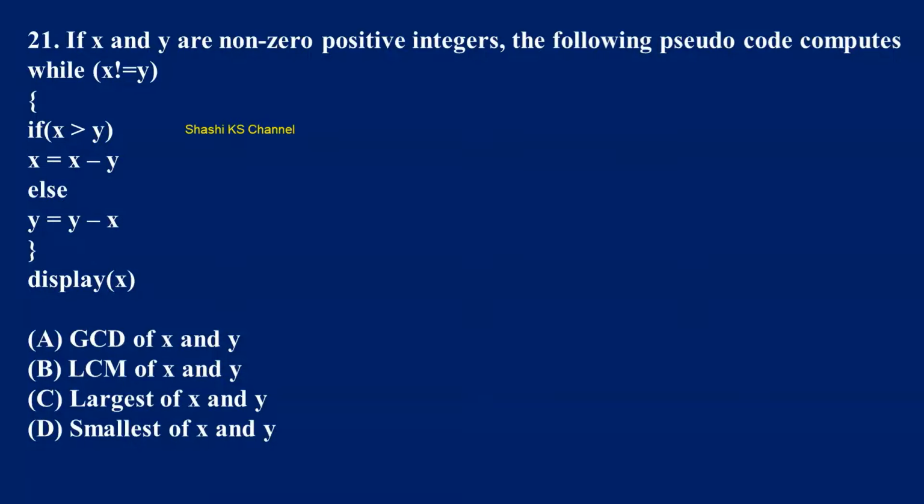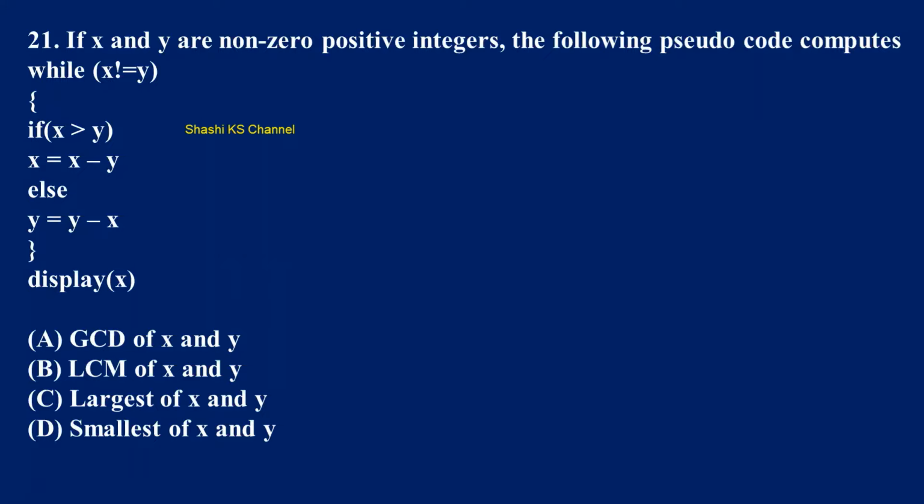So let's continue. Question number 21: if x and y are non-zero positive integers, what does the following pseudocode compute? A pseudocode is given here. Whenever x is not equal to y, it checks whether x is greater than y. If it is true, it computes x minus y and stores it in x. Otherwise, it computes y minus x and stores it in y. And finally, it displays x.